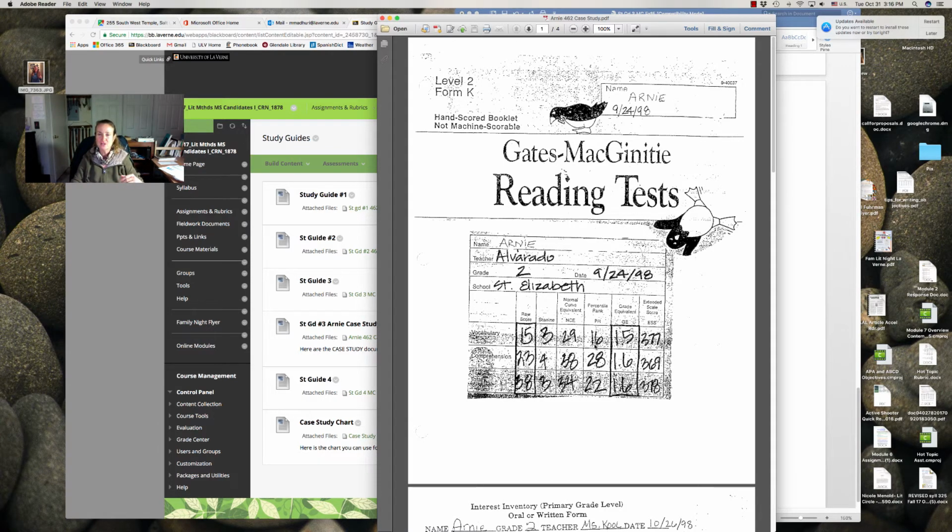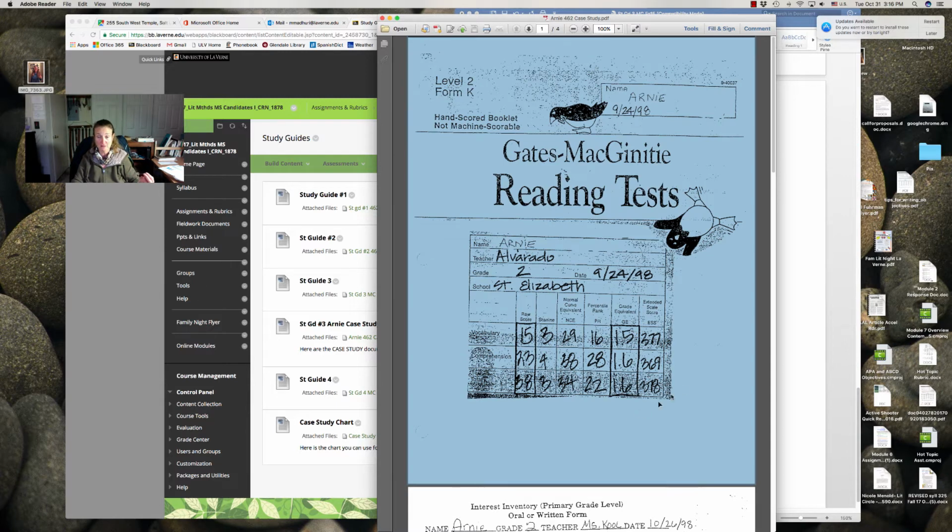The fact that he's at the 16th percentile means that he only did better than 16% of the kids that took the exam. 84% of the kids did better than him. So that's very, very low. It's below grade level. It's problematic. 28th percentile is the same, below grade level. 22nd percentile. So vocabulary, if you can't read this, is 16%. Comprehension is 28th percentile. And the total is 22nd percentile. So he's obviously reading below grade level.